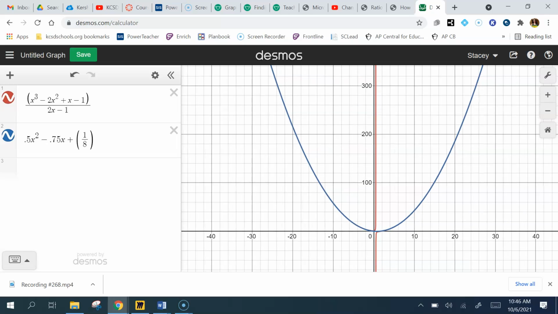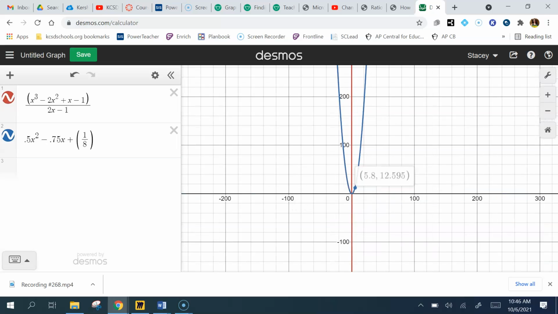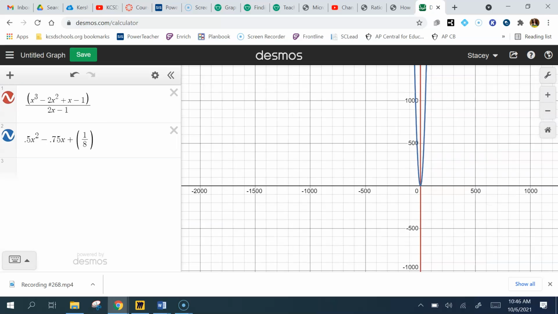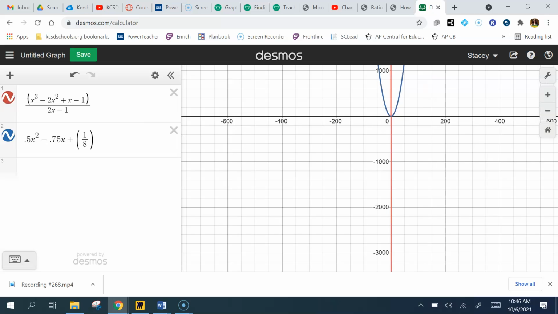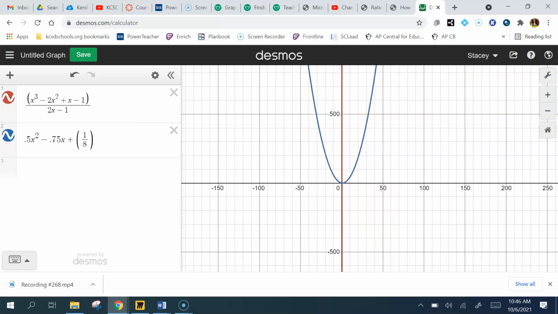You can't even tell the difference anymore once you get so far out. Does that make sense? Yes, no, maybe so. It could be. You won't have one quite that difficult with the fractions.